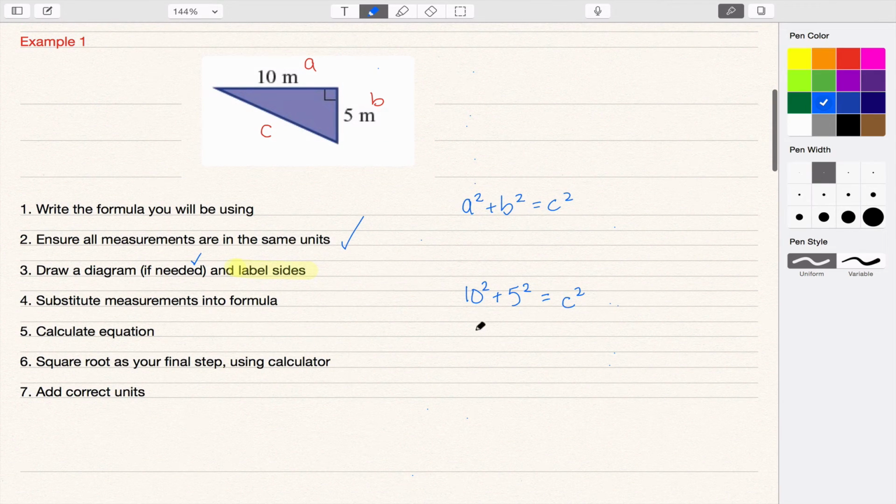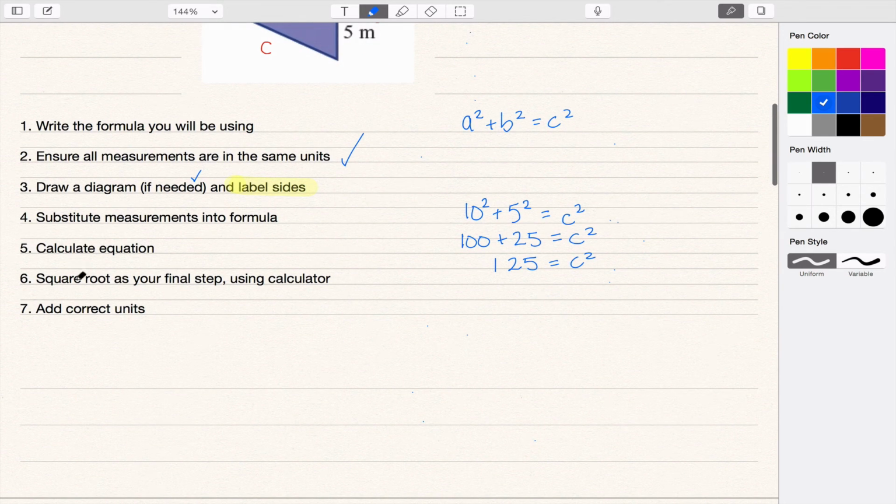Step 5, calculate the equation. I'm going to write this one out by hand. Step 6, square root as your final step. So when we get here, lots of people stop and say, yep, C equals 125. But it's C squared if you look carefully. So we need to do the opposite to get rid of this little squared, so we've just got C by itself. Opposite of squared is square root. So we can say C equals the square root of 125.